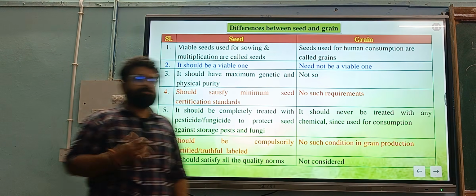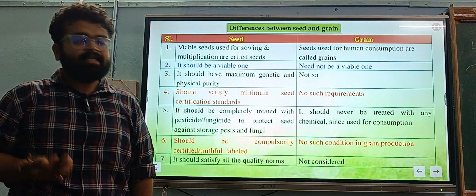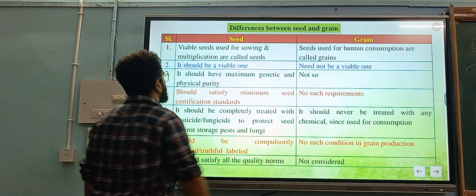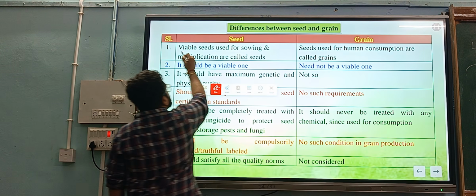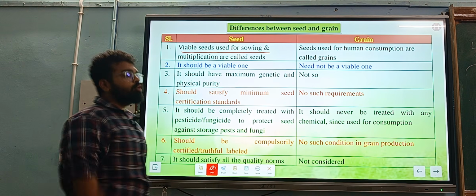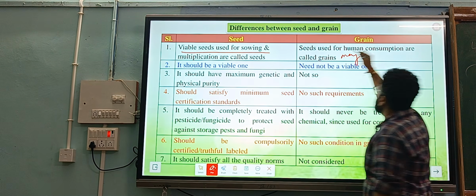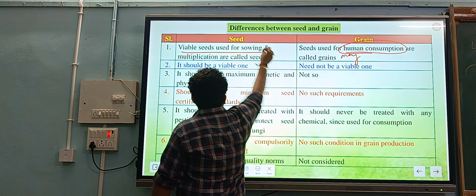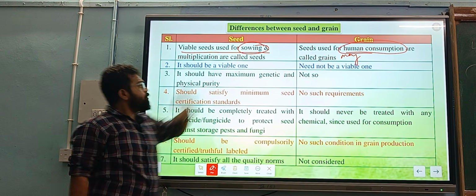After understanding the seed, we need to differentiate between the seed and grain. What is the seed? Seed is viable and used for sowing. Whereas grain is for human consumption. It may or may not be viable. It is mainly used for human consumption, whereas seed is used for sowing. It should be viable.